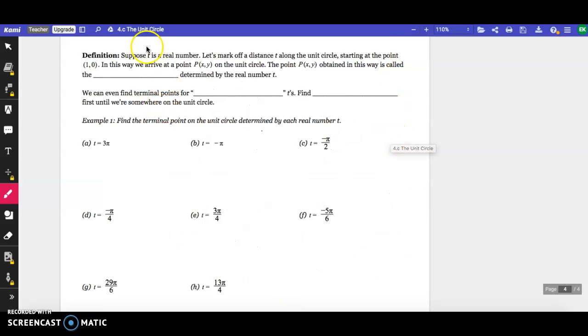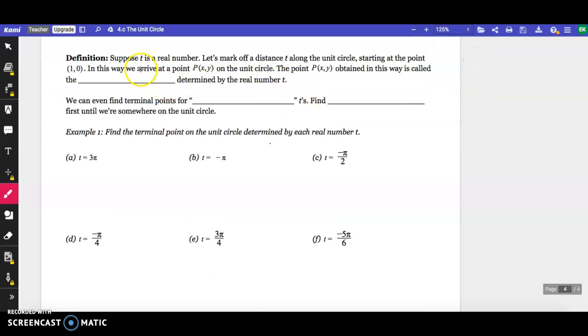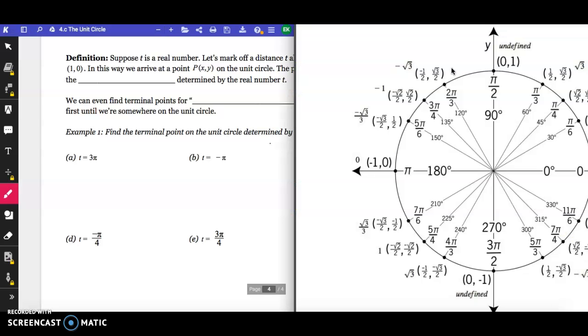All right. So let's talk about what a terminal point officially is first and foremost. So if I zoom in a little bit, suppose t is a real number. Let's mark off a distance t along your unit circle starting at the point 1, 0. And so it'll actually be really helpful if we are looking at our unit circle at the same time as doing this. So I'm going to try to get that up and at them.